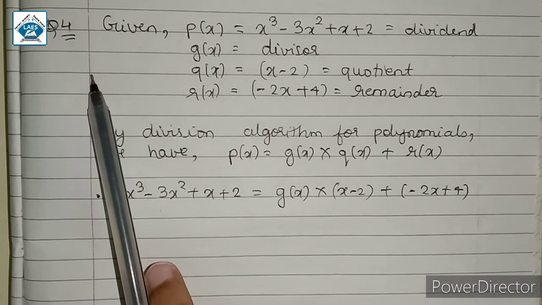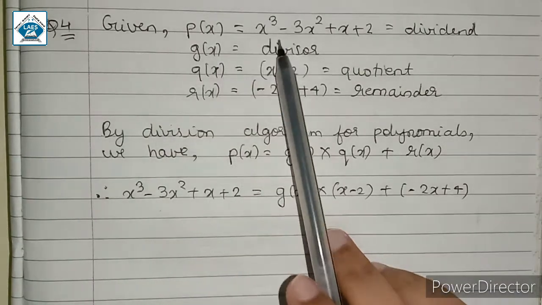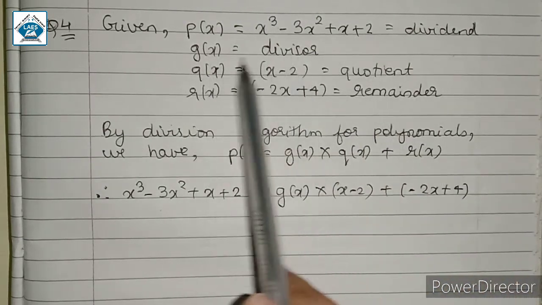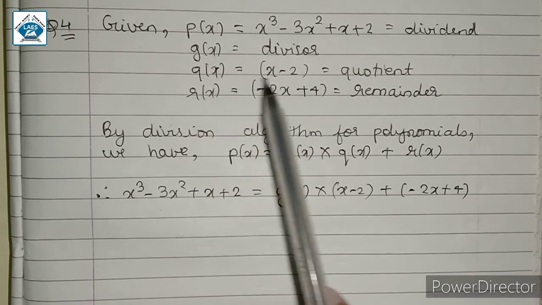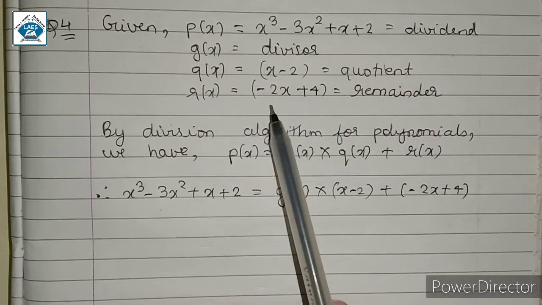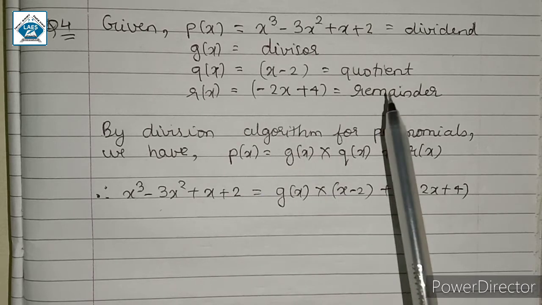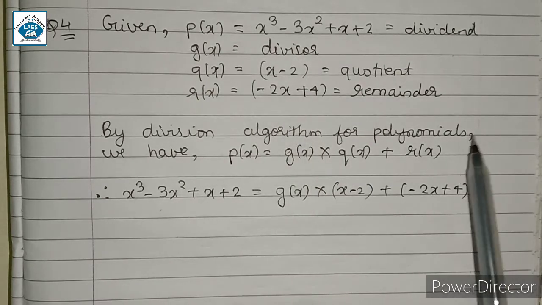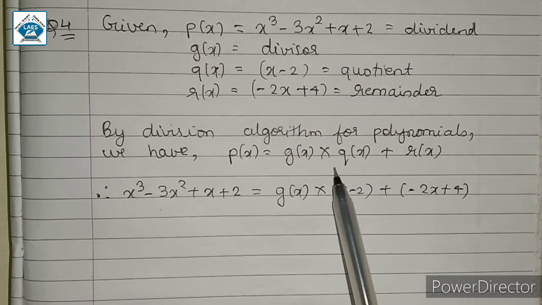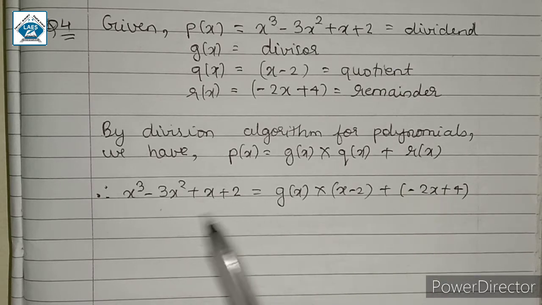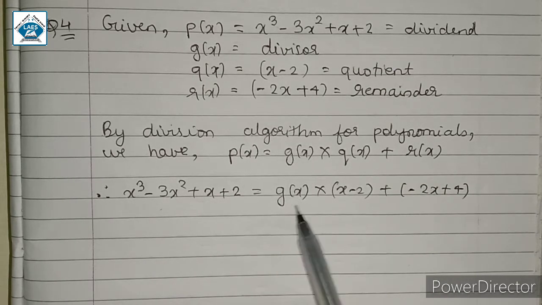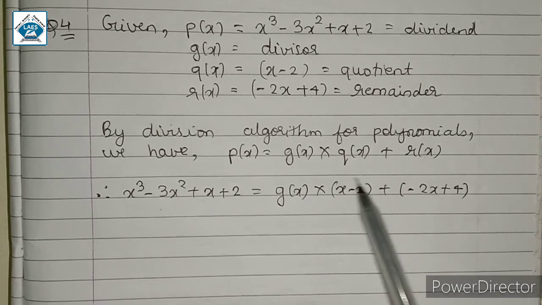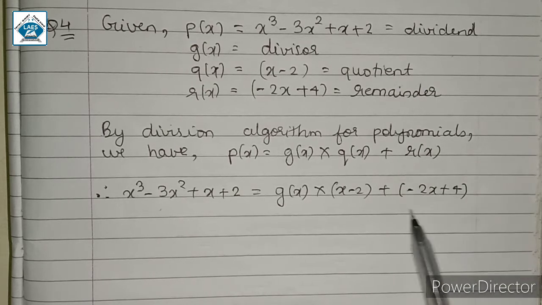Question number 4. It is given that p(x), which is x³ − 3x² + x + 2, is the dividend. We need to find the divisor g(x). q(x), which is x − 2, is the quotient, and r(x), equal to −2x + 4, is the remainder. Now we will find g(x) by using the division algorithm for polynomials, which is p(x) = g(x) × q(x) + r(x). So here we have p(x). We are just substituting the values of these polynomials. So p(x) is equal to g(x) into (x − 2) plus (−2x + 4).